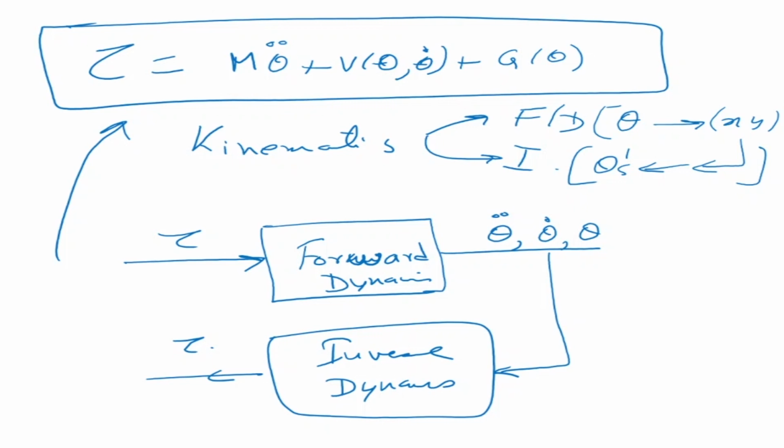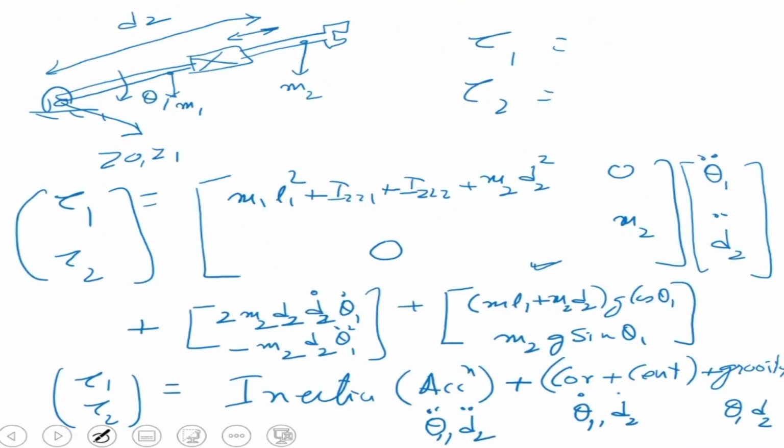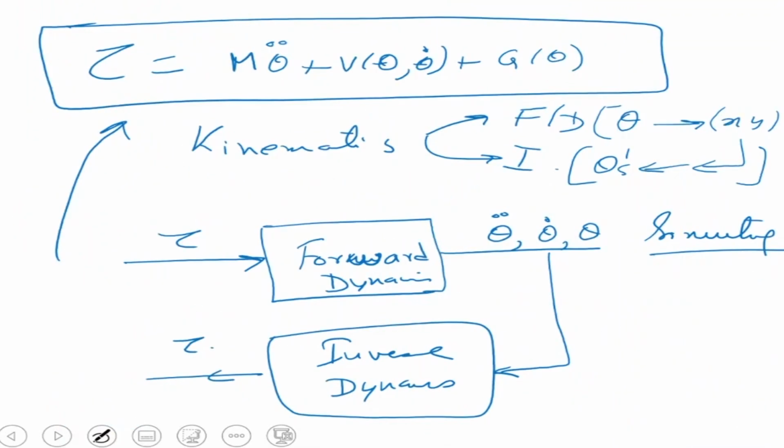If you want to do forward dynamics, that means we need to find the acceleration, then integrate to get velocity, and then get position. Today we'll see how to do that also, because this is required for simulating a robotic manipulator. This is what we need, right? So today we'll be looking at forward dynamics and inverse dynamics also.